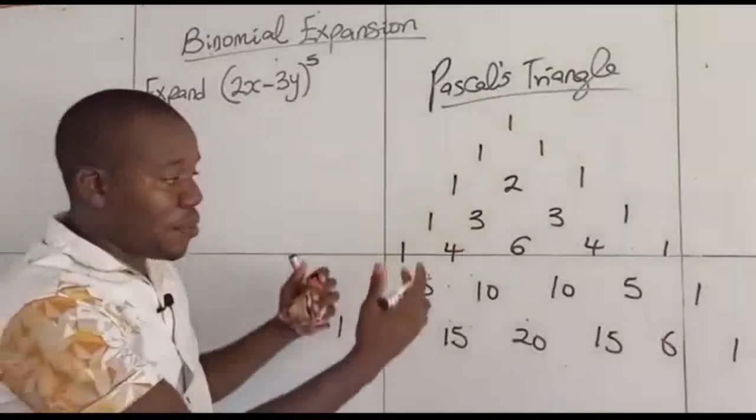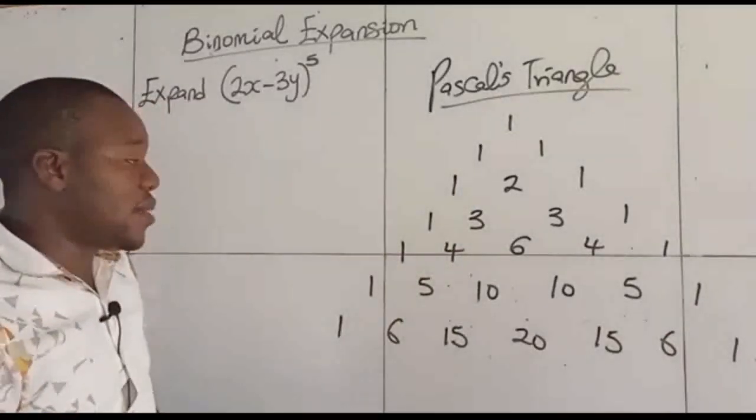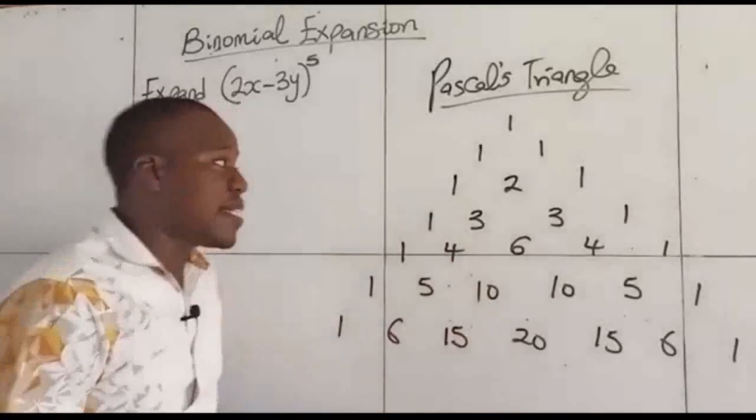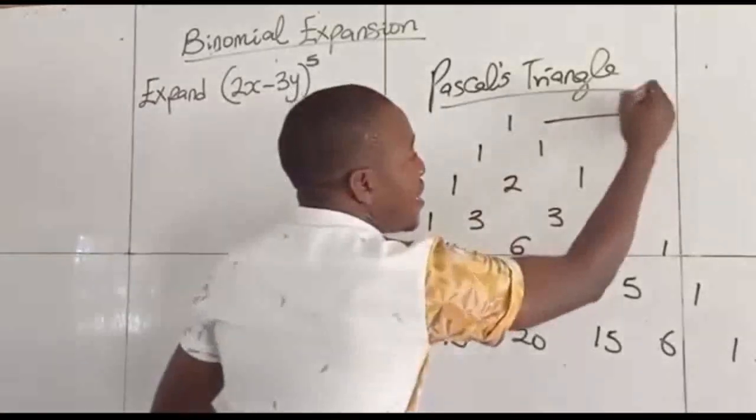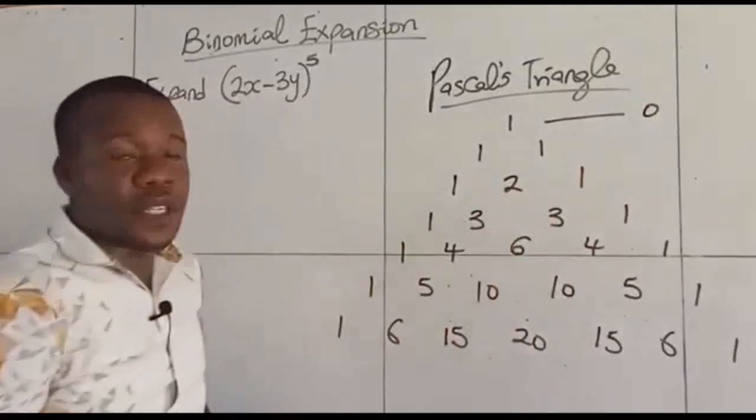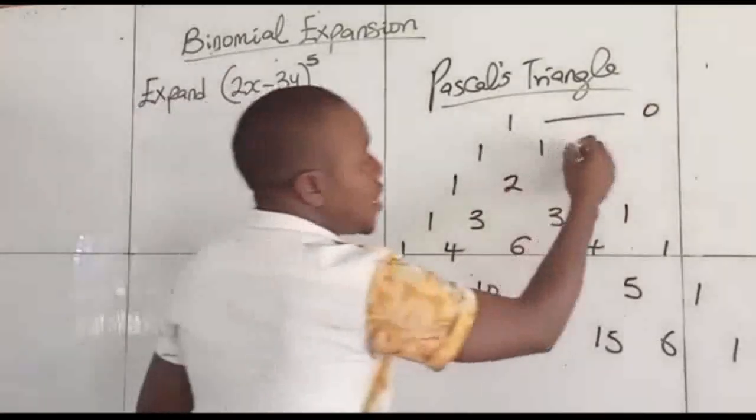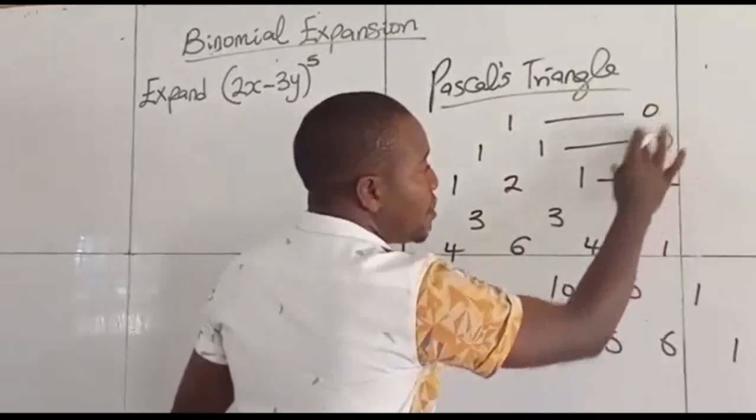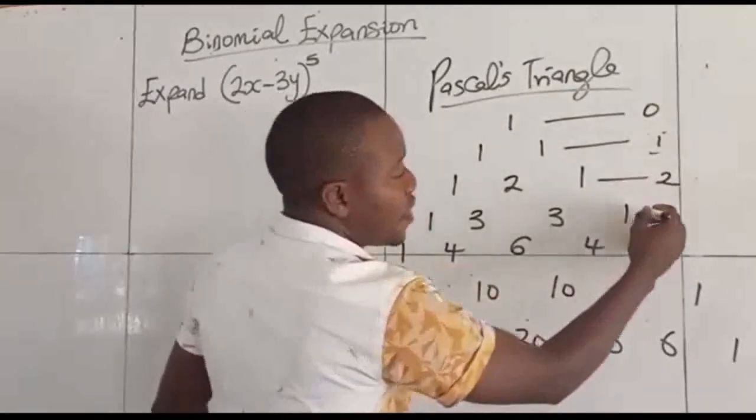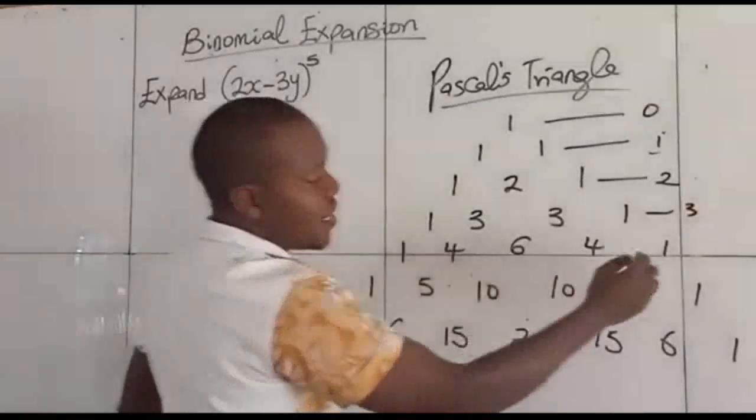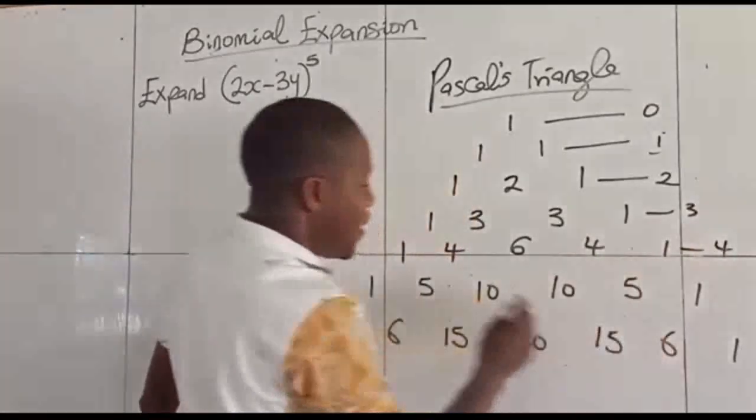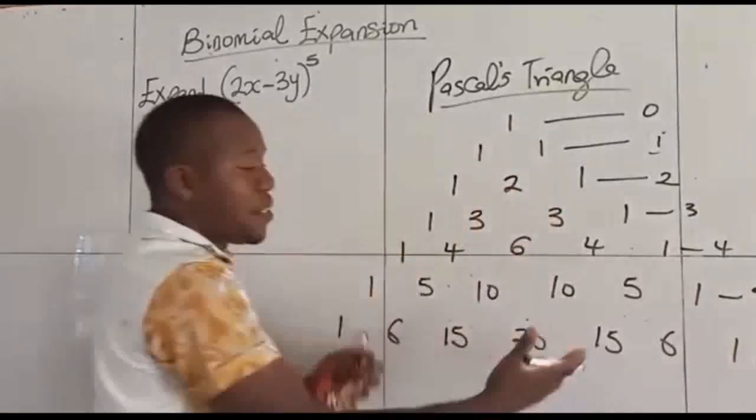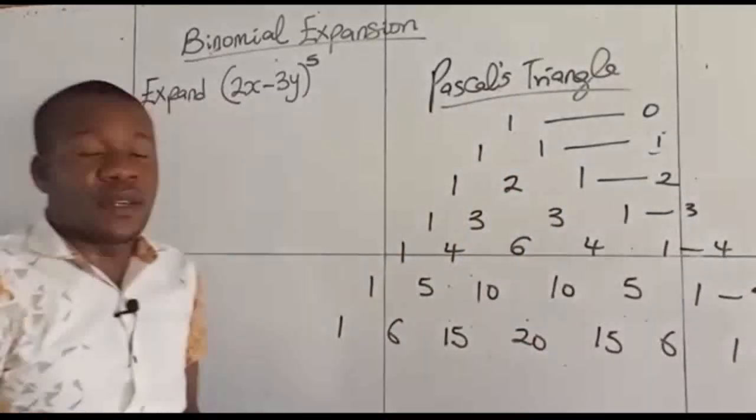You can see how we build Pascal's triangle. These numbers are the coefficients of the expansion depending on the powers. So the first one is that of the exponent of 0, the power of 0. The next one is the power of 1. The next one is the coefficient of the power of 2. The next is the coefficient of the power of 3. The next is the coefficient of the power of 4. And this is the coefficient of the power of 5, power of 6. We can continue building the triangle depending on what we are looking out for.